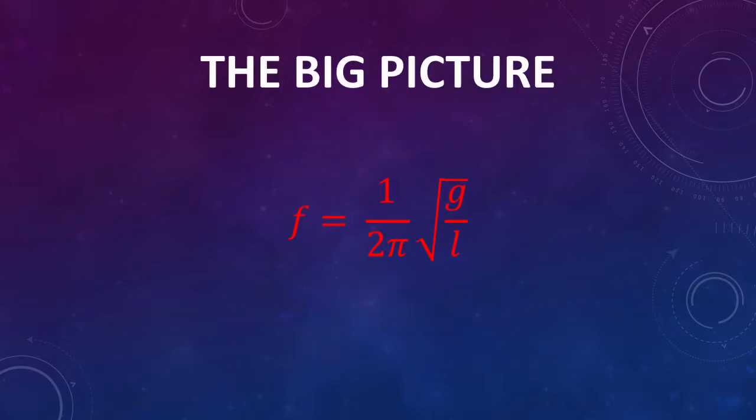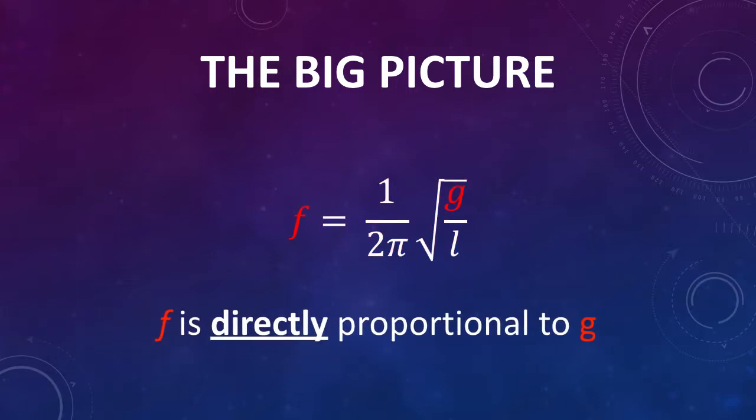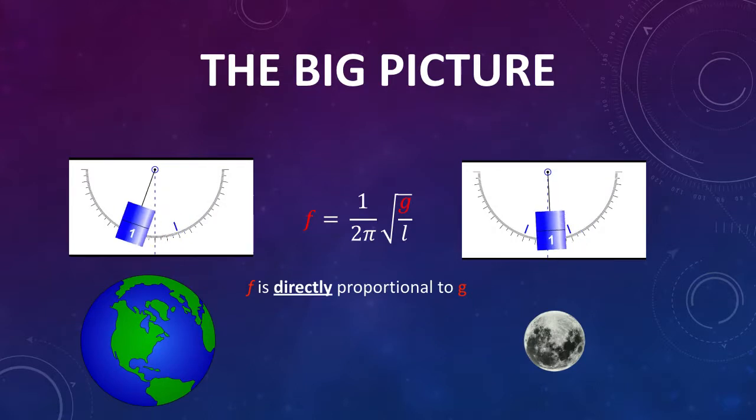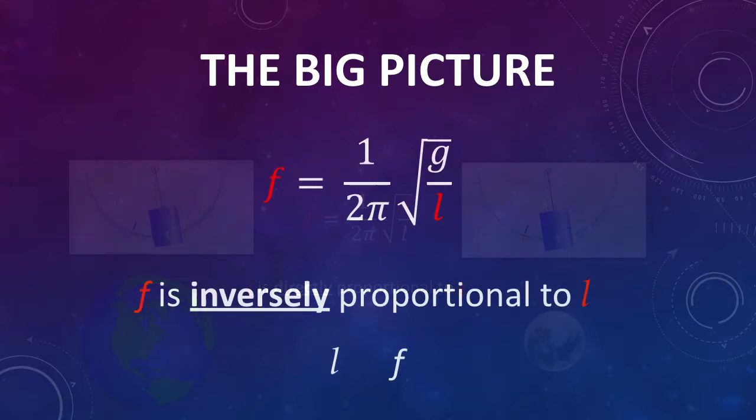The big picture. What does this formula tell us? Frequency is directly proportional to gravity. So, if we decide to go to the moon, gravity is 1/6 of Earth's gravity. Since g is lower, a pendulum's frequency would be lower on the moon than it is on Earth. But since we're only going to be on Earth, we'll generally consider g to be a constant, and that's 9.8 meters per second squared.